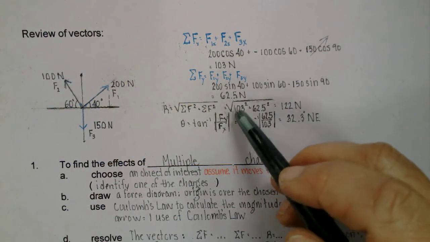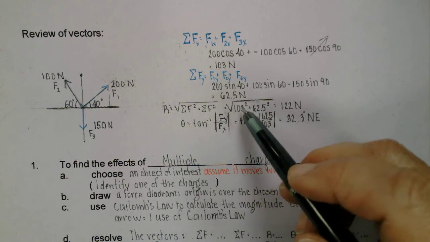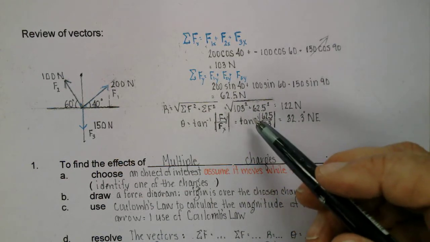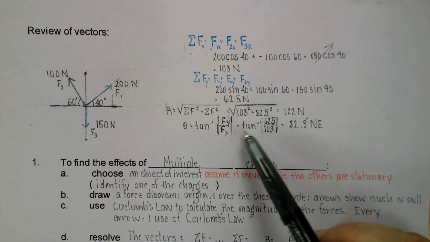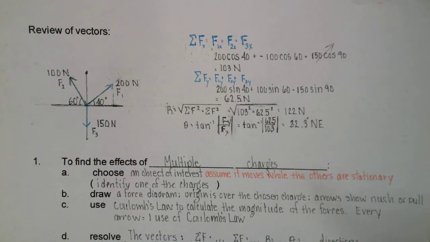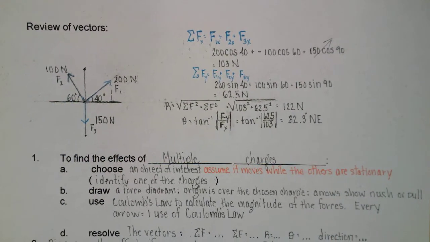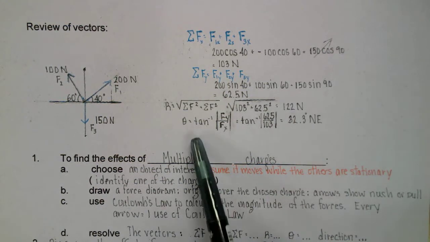Remember that if you have a component that's negative, which we did not in this case, you can put it in, but just remember you're also squaring the negative. The negative has to be eliminated because you can't take the square root of a negative number without it being imaginary, and we're not dealing with imaginary numbers in this case. So you end up with 122 newtons.